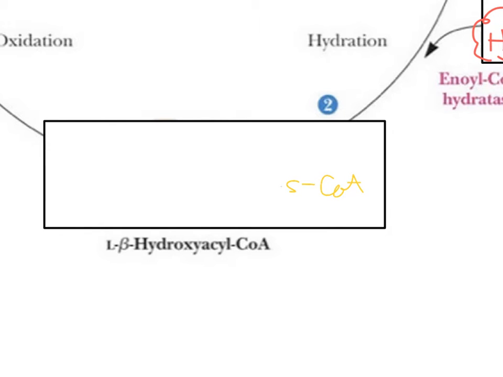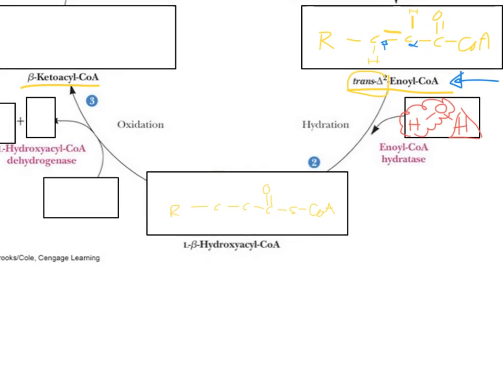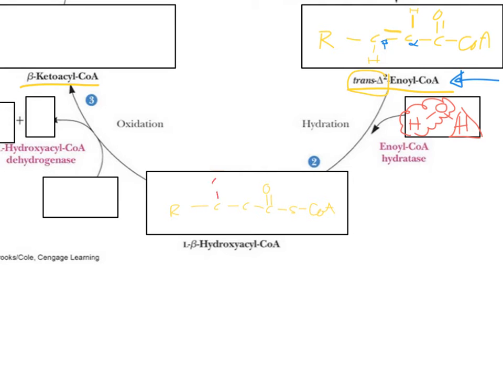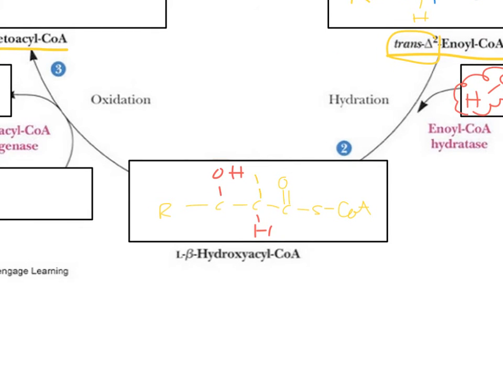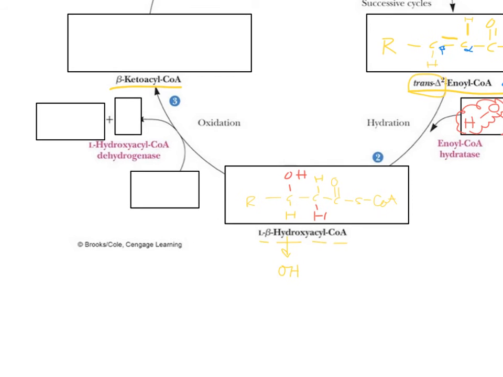CoA, thioester, carbon, carbon, R group for the rest of the thing. And I have to check and make sure. Okay, so I'm going to add the OH here, and the other hydrogen from water is going down here, and then I have my originals there. And this is beta-hydroxy-acyl-CoA. Again, beta for beta carbon, hydroxy means OH. And of course, acyl-CoA means acyl-CoA.